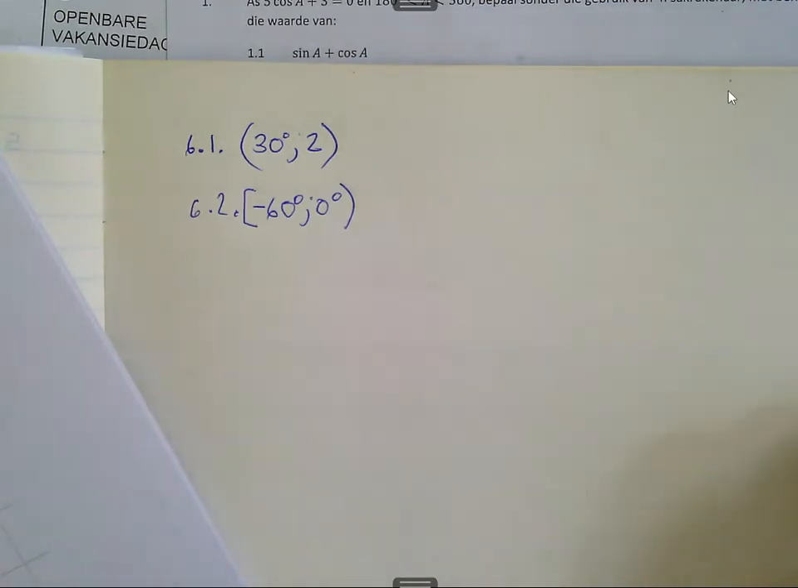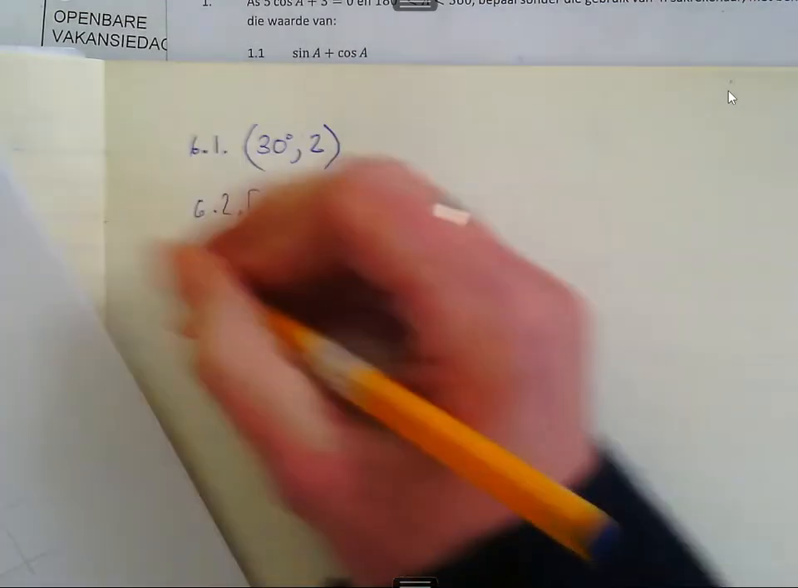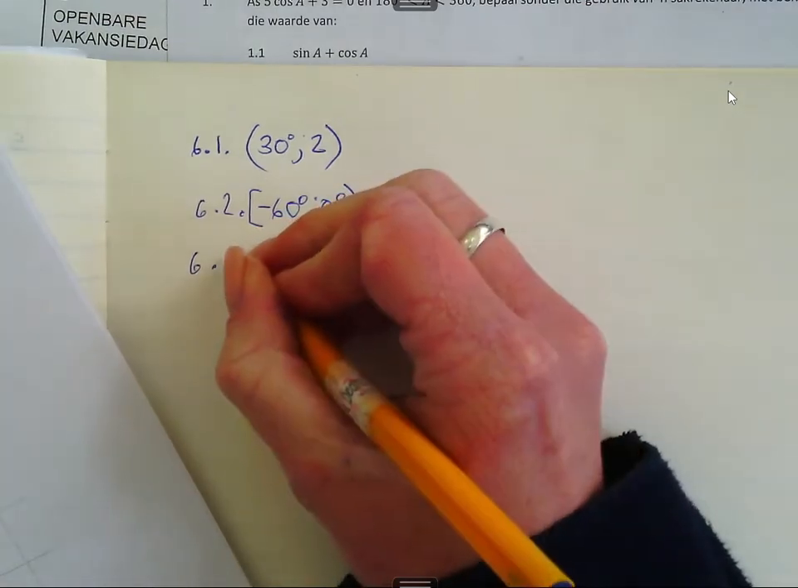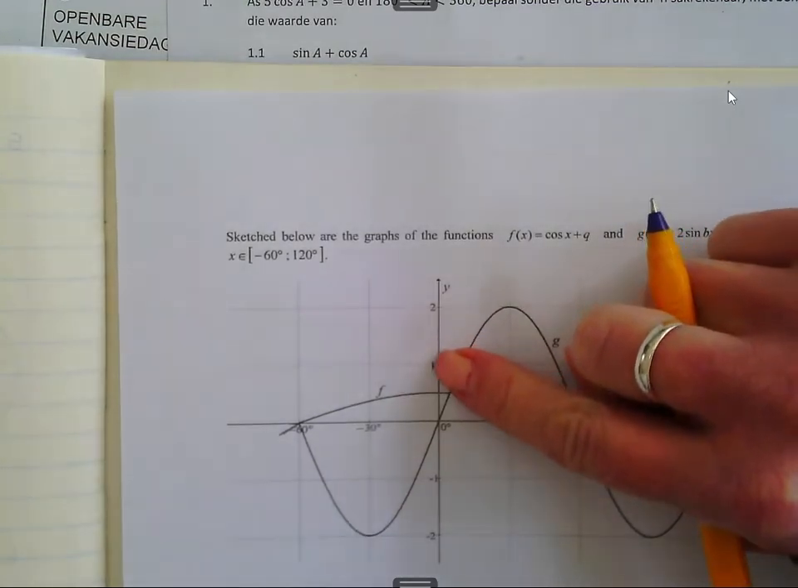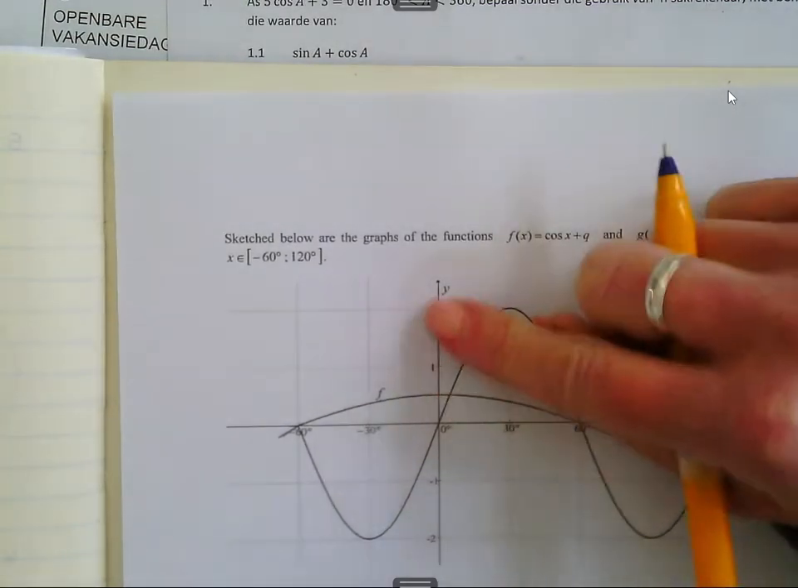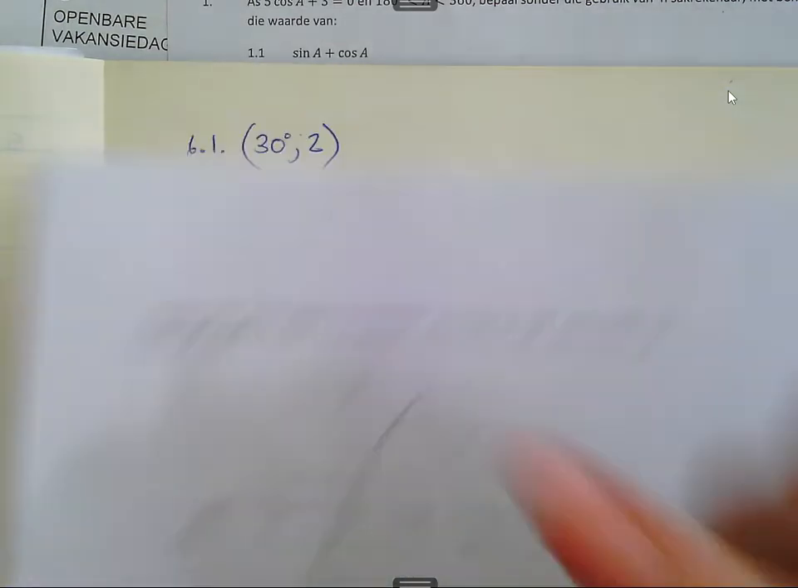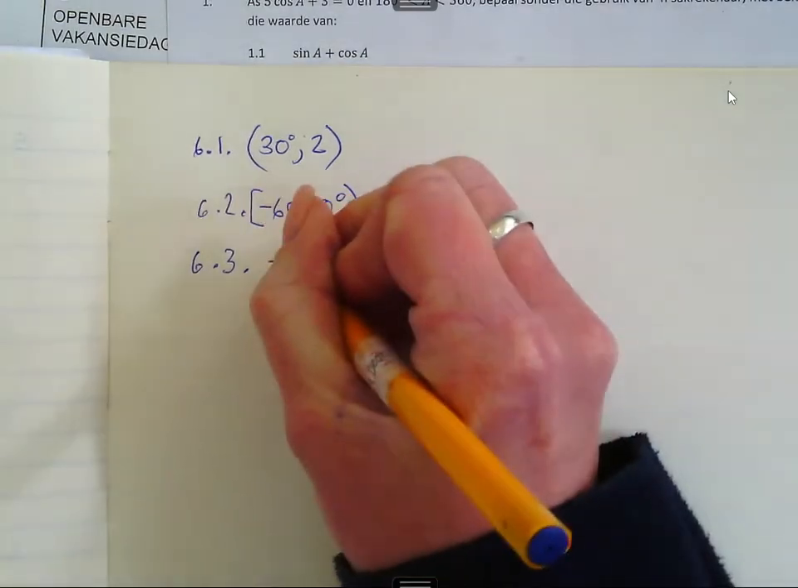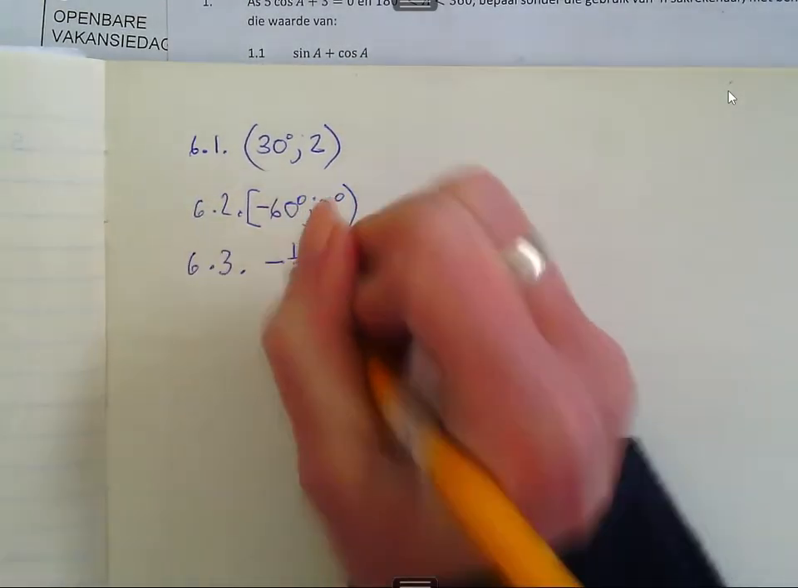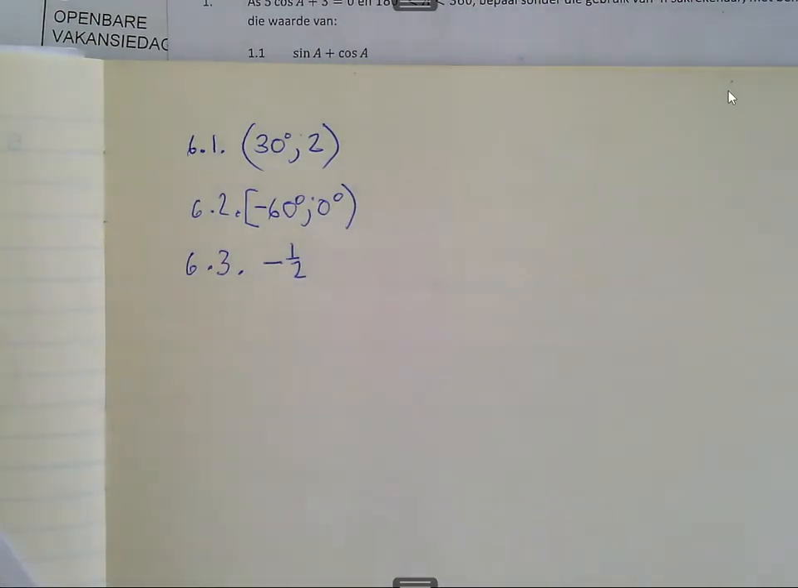Determine the values of Q and B. We said the standard cosine is supposed to start at 1. This one is starting a half downwards. So therefore, what is Q? Dankie, who said that? Negative. Negative a half. If you said a half, you are saying it's plus a half, no? You must put in the minus.